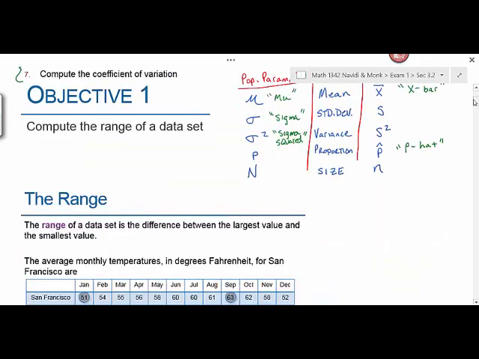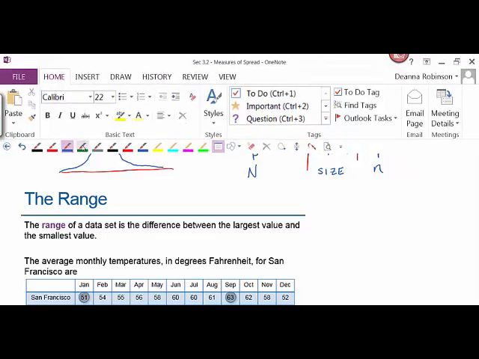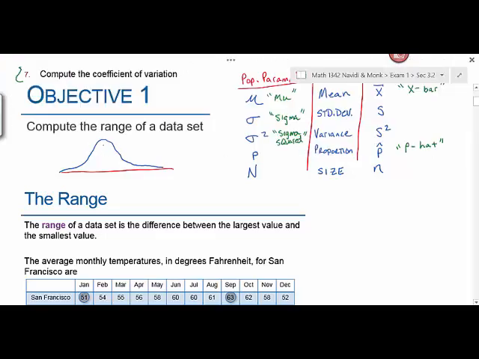Objective 1 is computing the range of a data set. When I talked about the center of the data, especially if I had a normal distribution, do you remember this shape is called a normal distribution? Your book doesn't refer to it as a normal distribution until about chapter 6. It refers to it as bell-shaped or symmetric and unimodal. This is a normal shape, and with a normal distribution, the mean would be this number that's right smack dab in the middle. That would be X bar if I was talking about a sample mean.